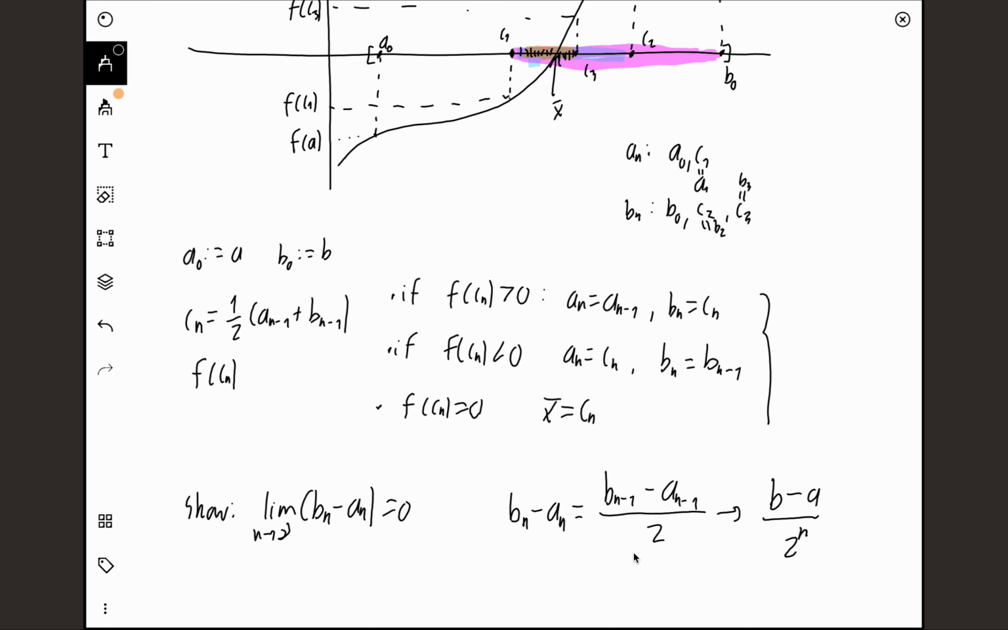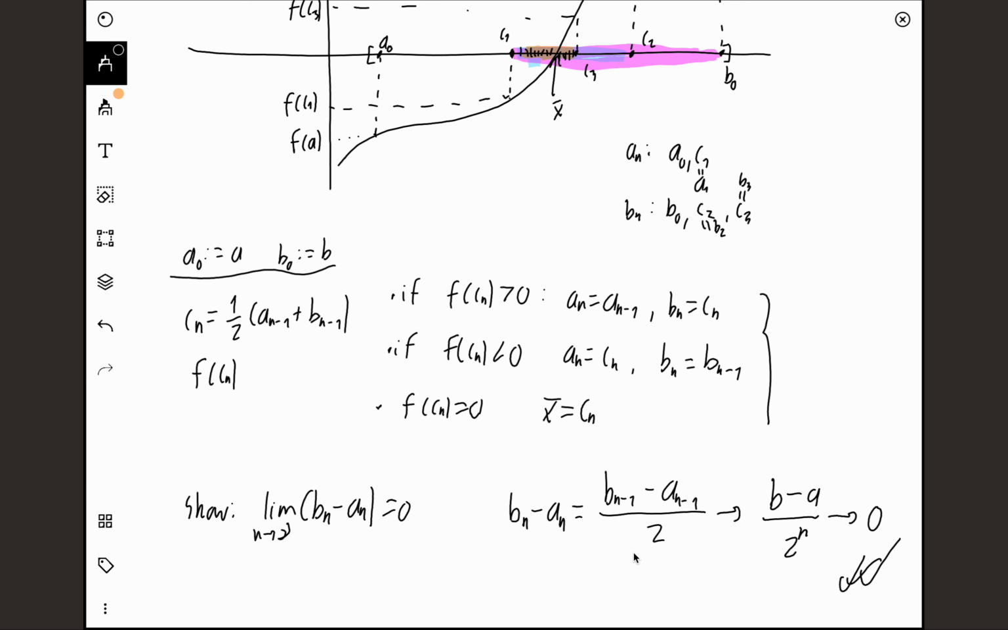So bn minus an, the size of that interval, equals, this is b0, a0, we just defined them as a and b, b minus a over 2 to the n. So now we can clearly see that as n goes to infinity, 2 to the power of n goes to infinity, and b minus a is a constant, so this goes to 0. So we show that the limit goes to 0, so now we have satisfied all three properties, bang, bang, bang.